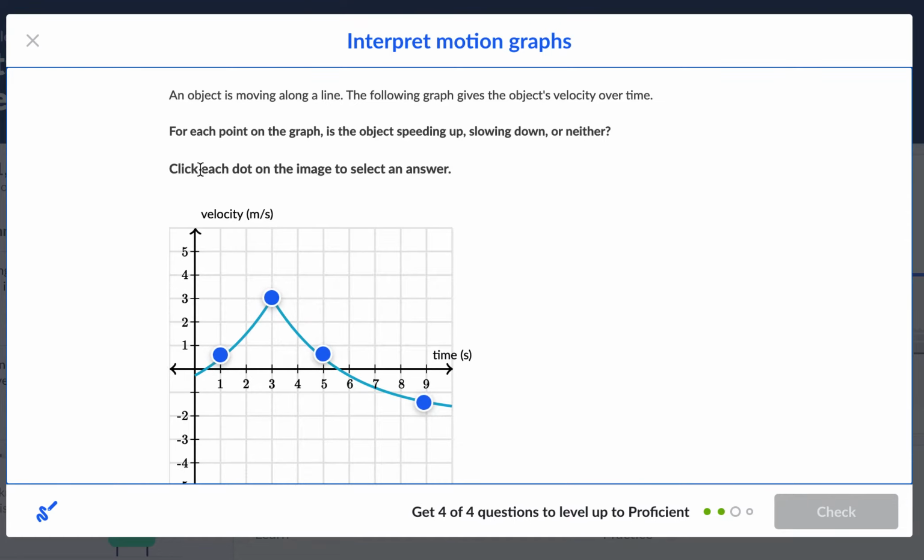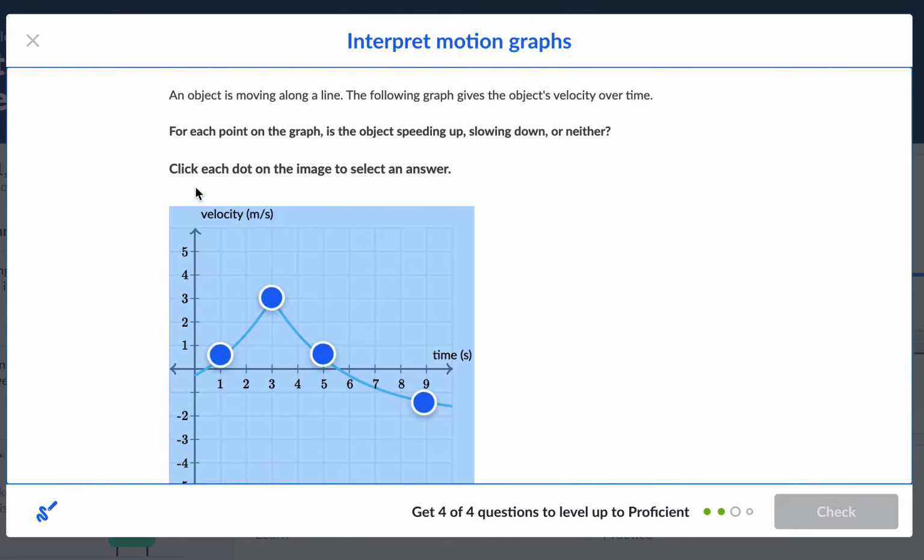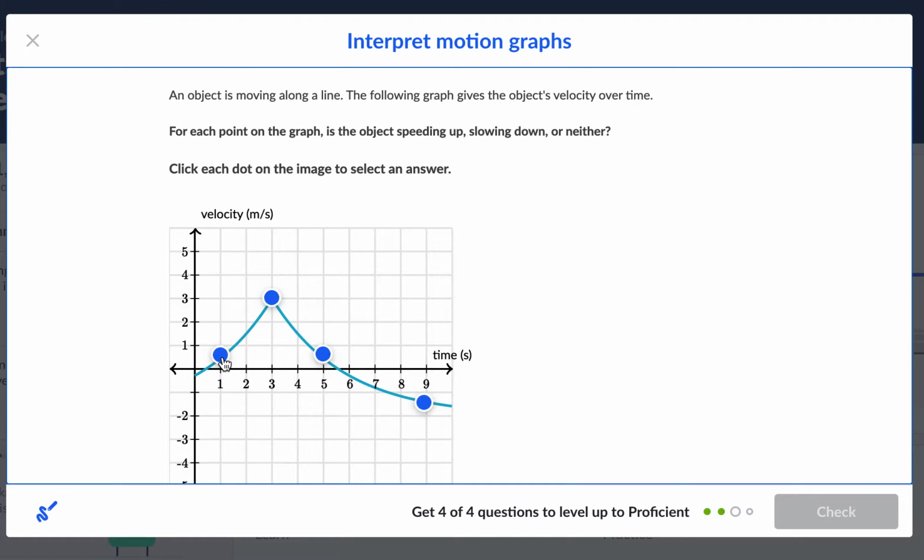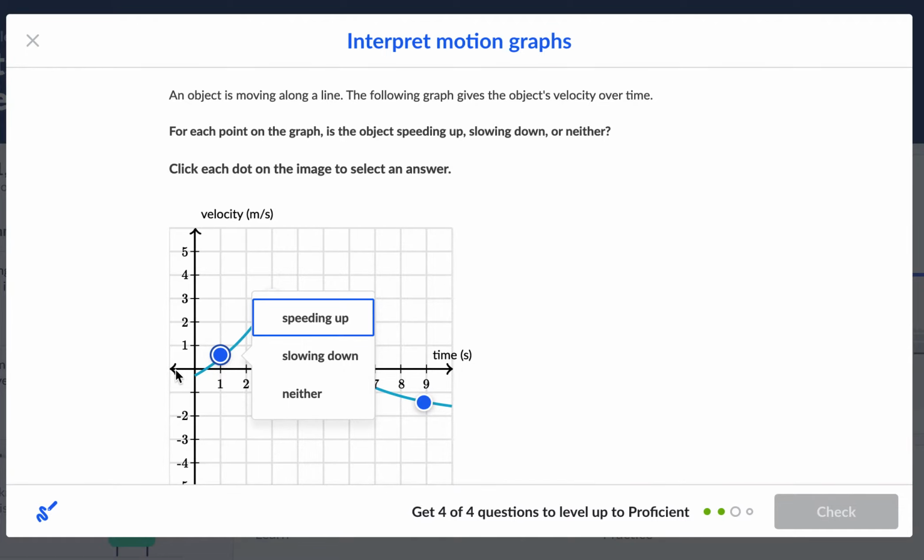Now here we've got, pay attention, again, this is velocity up here. So I am moving towards the right, and am I speeding up?